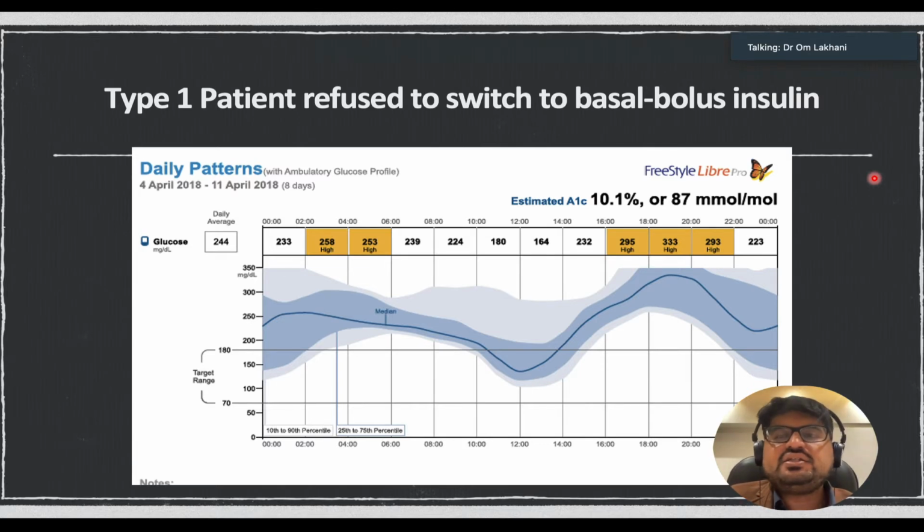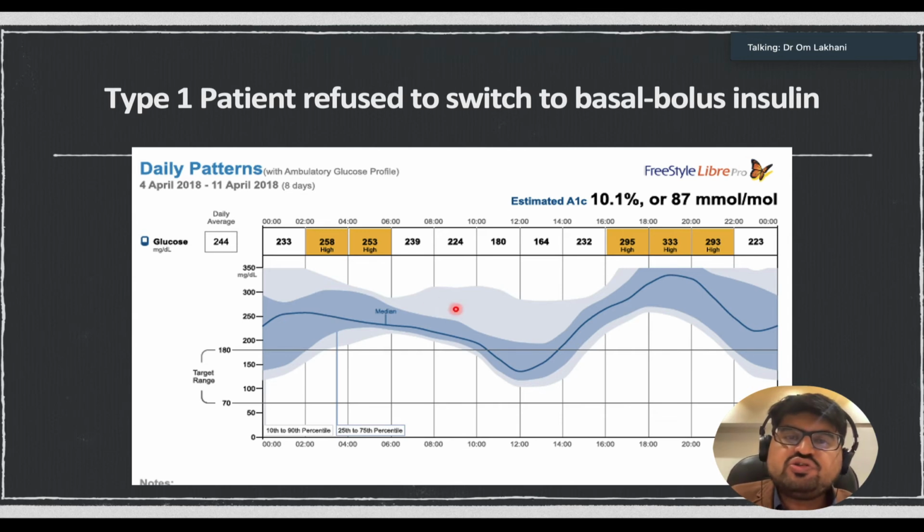Second patient, right? This is a young, 20-year-old patient with type 1 diabetes, who was on twice daily pre-mix insulin, and he was convinced that pre-mix insulin is the only way of treating type 1 diabetes. We tried to convince him that basal bolus insulin is better, but he refused to acknowledge that. So we did something better. We put a CGM on the patient.